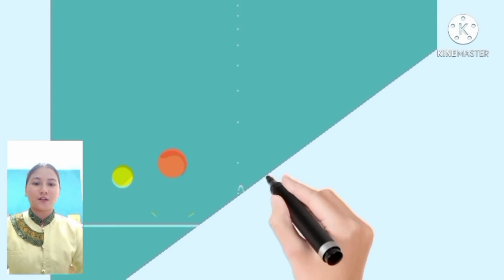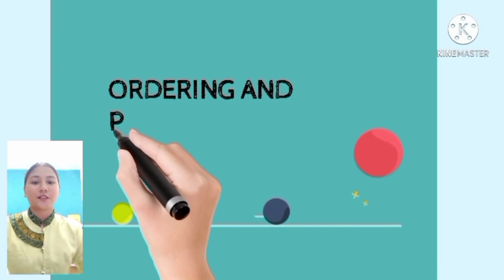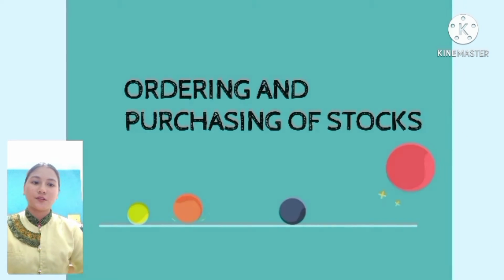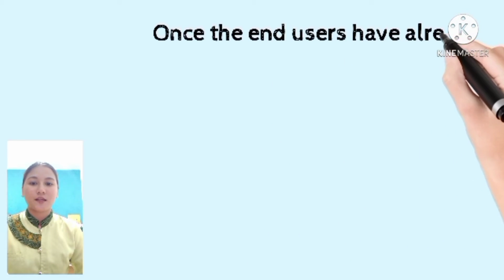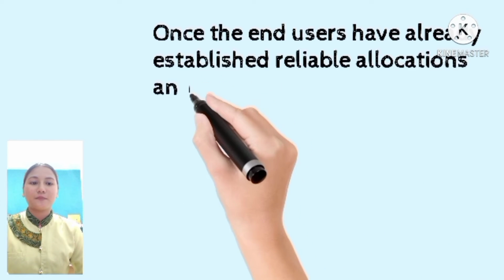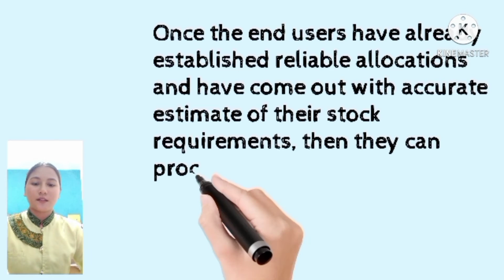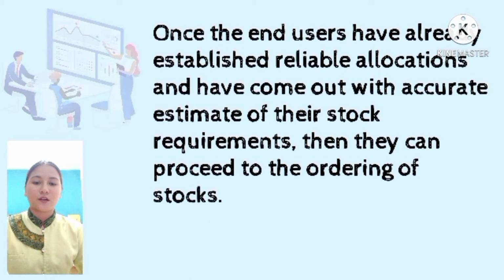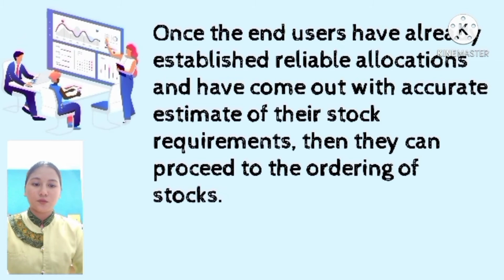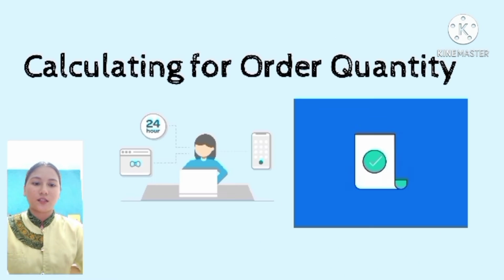Ordering and purchasing of stocks. In ordering and purchasing of stocks, once the end users have established reliable allocations and have come out with an accurate estimate of their stock requirements, then they can proceed to the ordering of stocks. So let's move to calculating the order quantity.